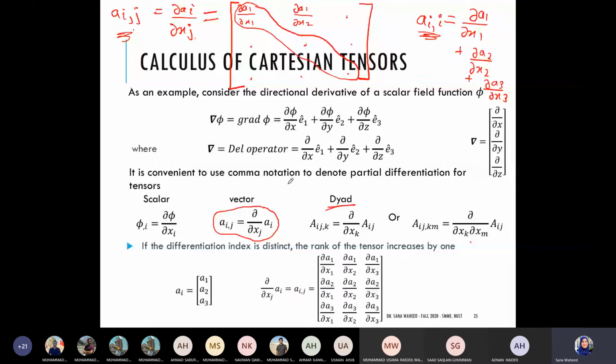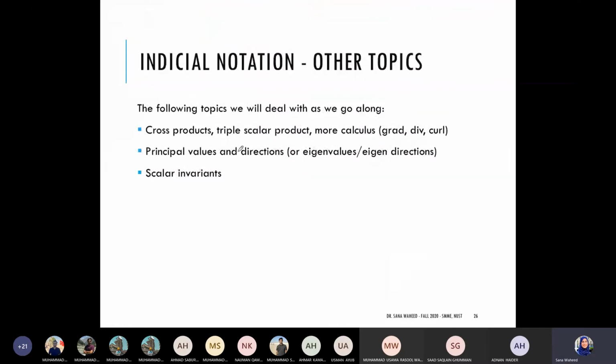Okay, so I hope all of this is clear, that we use this comma notation in index notation to represent the del operator, yeah, to represent the derivative in space, basically. Okay, so there are a few other topics as well which are related to index notation, and we've already spent quite a bit of time.